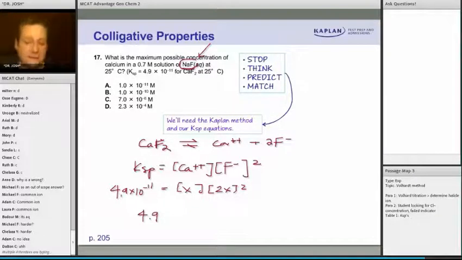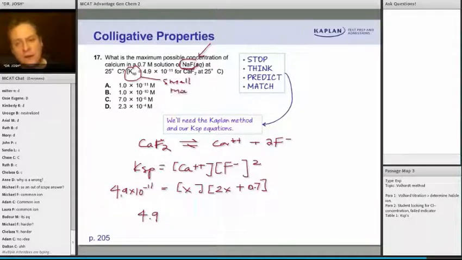Now, here's the thing though. Some of the fluorine comes from sodium fluoride. So our concentration of fluorine is actually going to be 2x plus 0.7. Now note the KSP here. It's incredibly small. So we're going to make little fluorine.